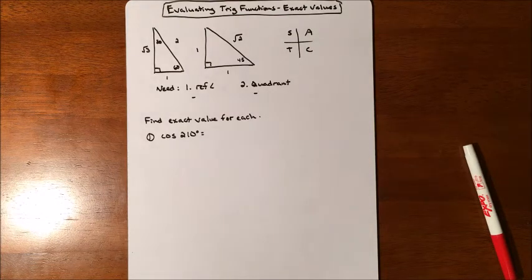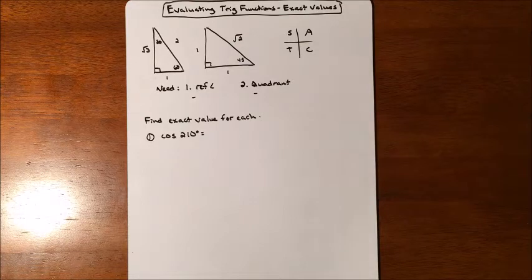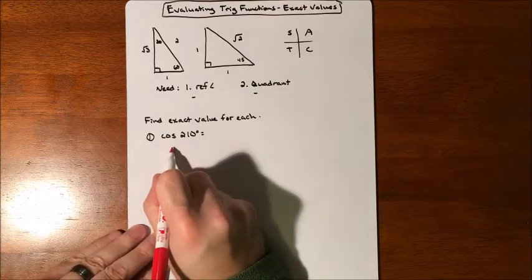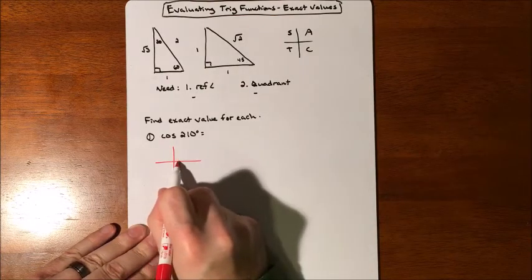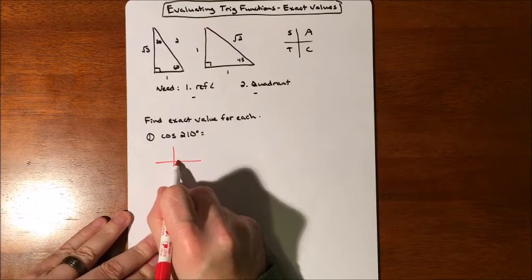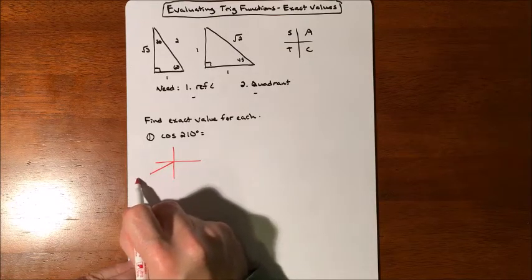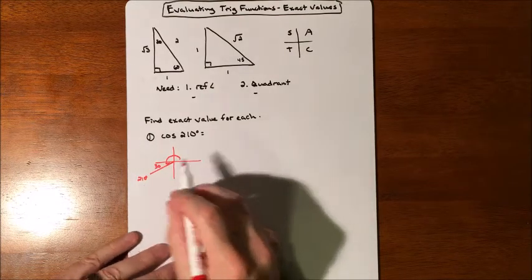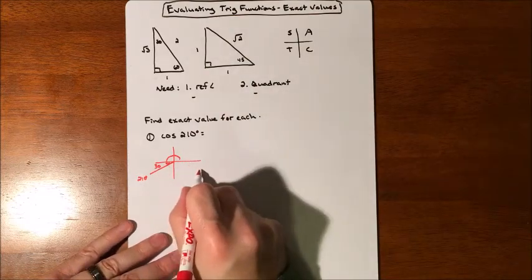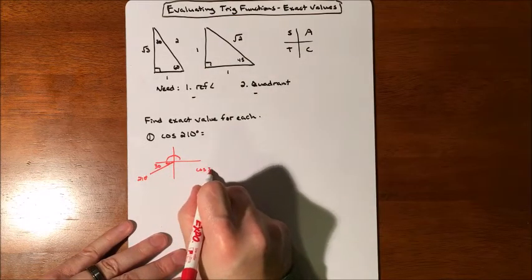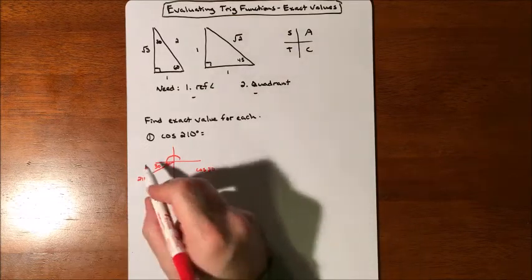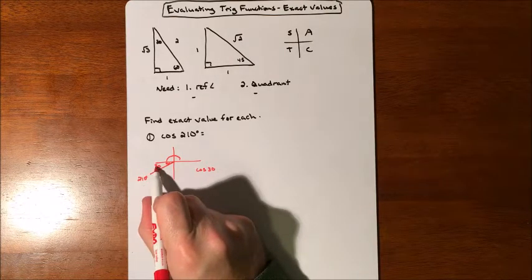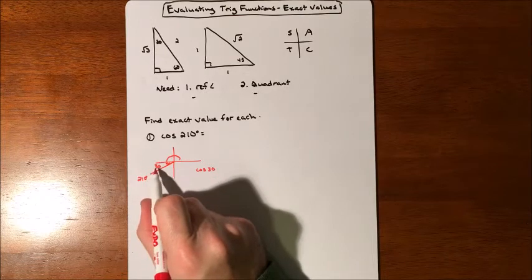So if we're going to be doing an exact value for the cosine of 210, I need to know what the reference angle associated with this is. So we draw a picture. 210 is 180, and then 30 degrees past 180. So that is our reference angle, 30. So we're really doing cosine of 30. Some of you are visual, so you may want to draw a triangle, but you're going to be drawing a 30, 60, 90.